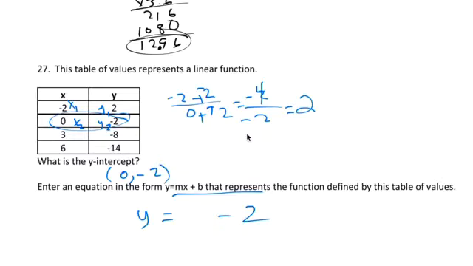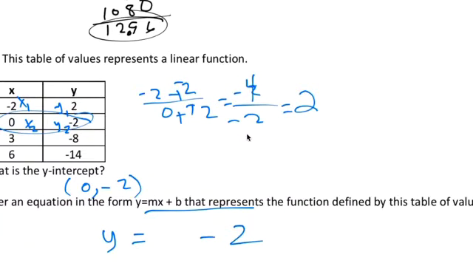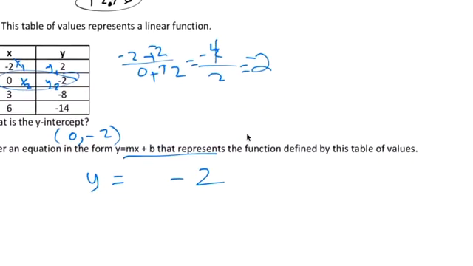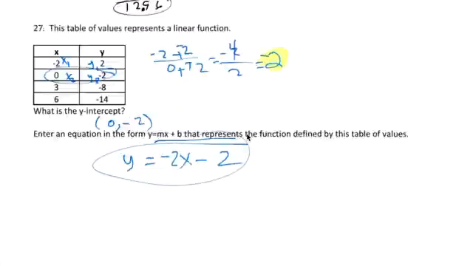Hold on. Oh no, this is a +2. That's a +2. So the answer is negative. So the slope is -2. So that slope we put right here. And that's the equation of a line. There you go.